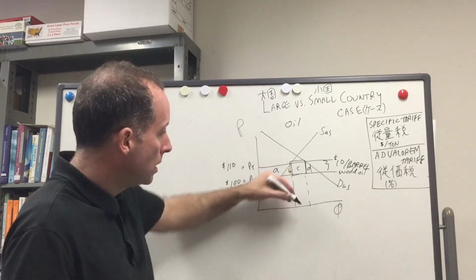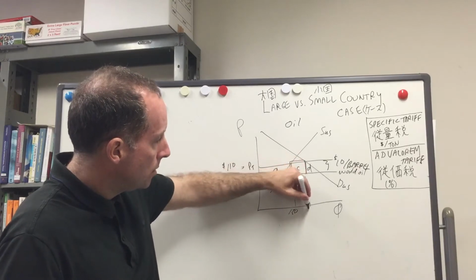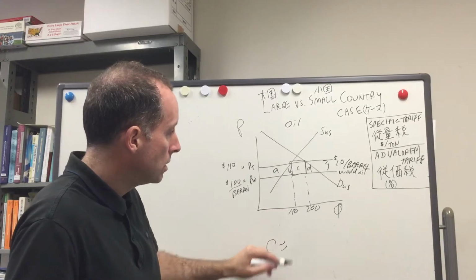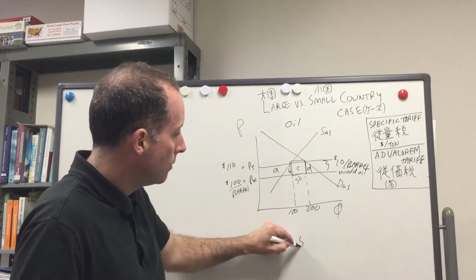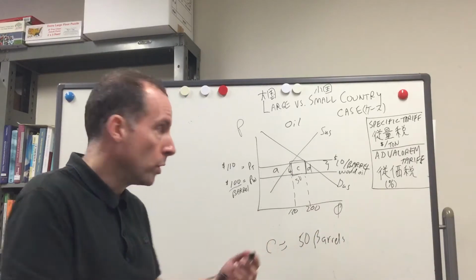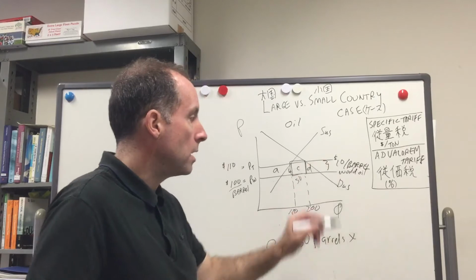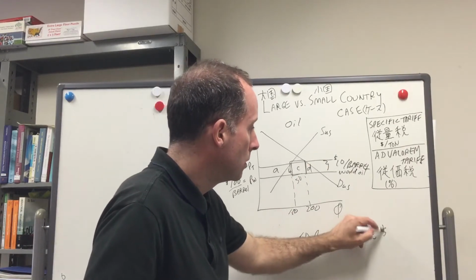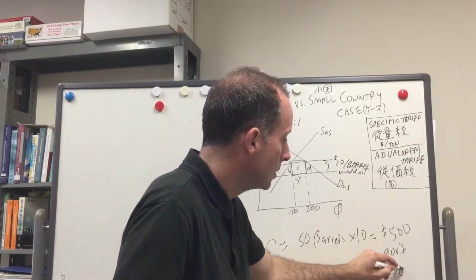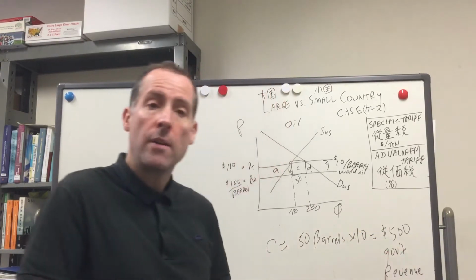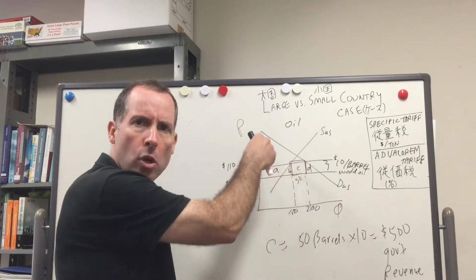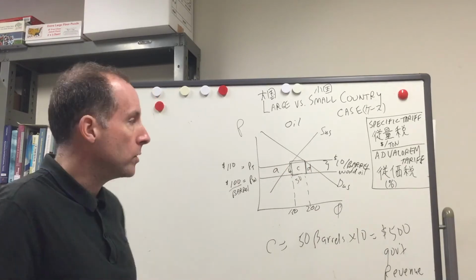Always a rectangle. Maybe this is 150, maybe that's 200, this is 10, so C is 50 barrels of oil imported times $10 per barrel. That's $500 of government revenue. So again, it's always a rectangle for the government revenue.